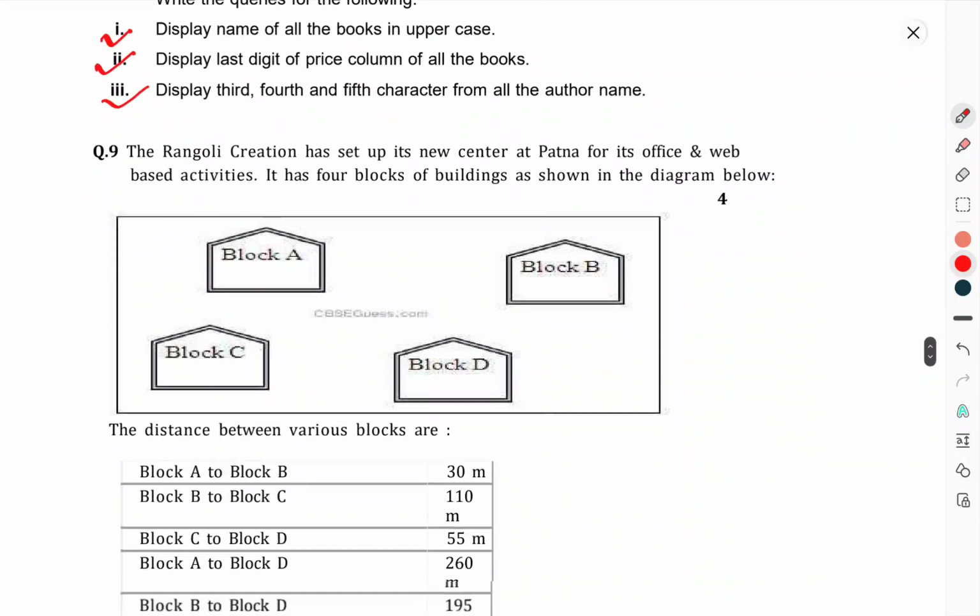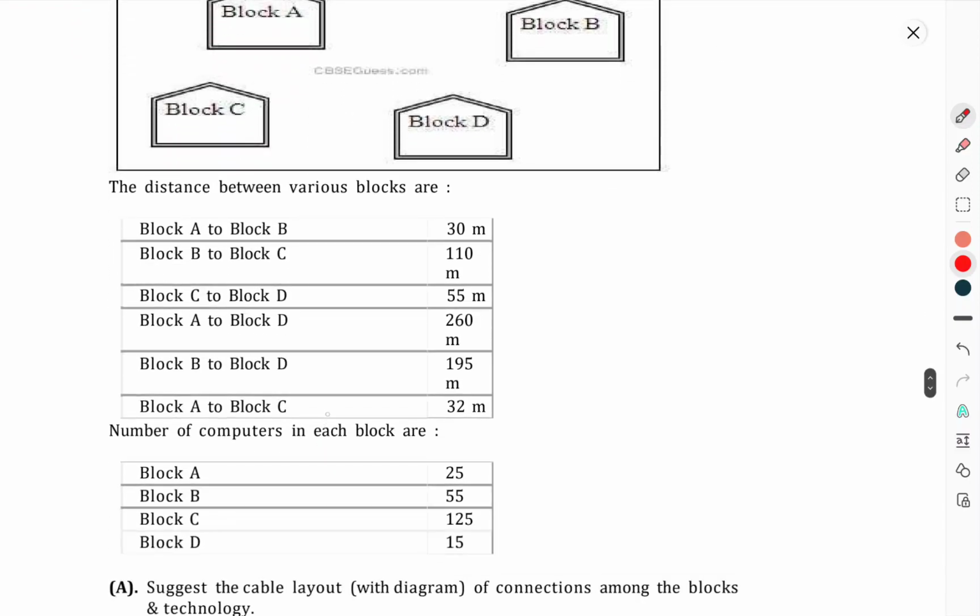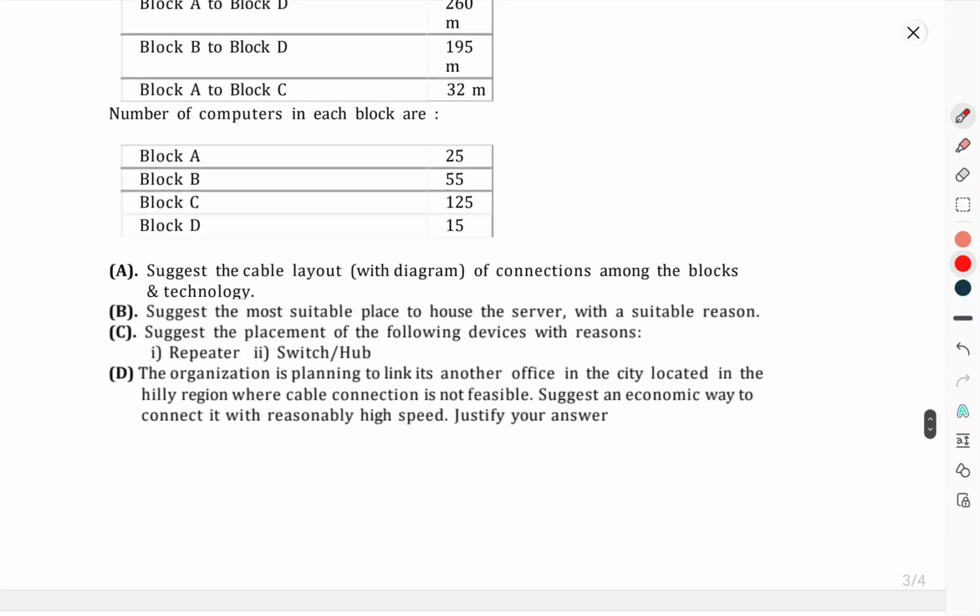Question number 9. Rangoli Creation has set up a new center at Patna for its office web-based activity. It has four blocks, buildings as in the diagram given. Block A, block B, block C, D. Distance between the various blocks are given, and the number of computers in each block is given.